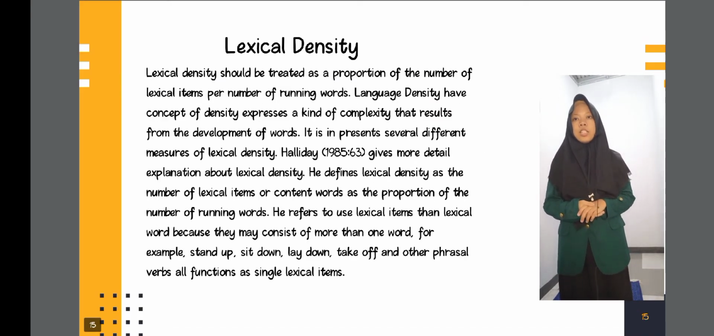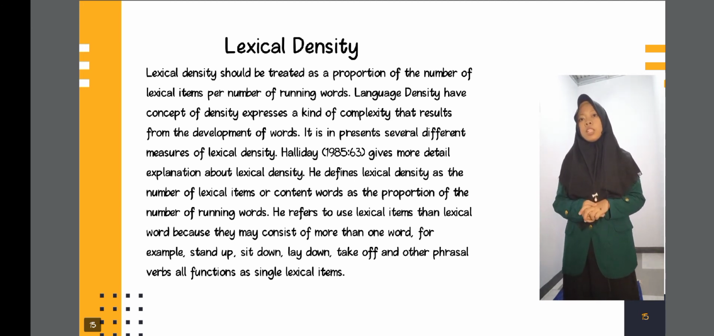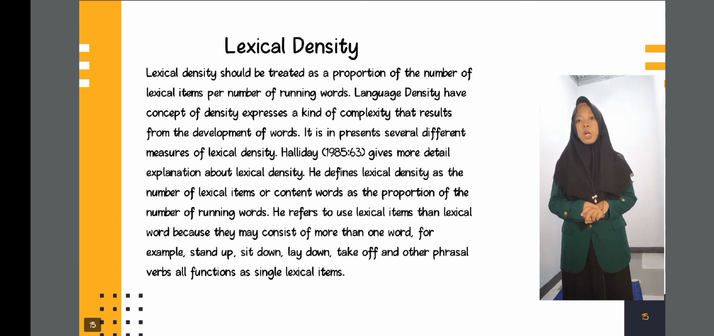Lexical density. Lexical density should be treated as a proportion of the number of lexical items per number of running words. Lexical density is a concept of density of expression, a kind of complexity that results from the development of words. It presents several different measures of lexical density. How do they give a more detailed explanation about lexical density?